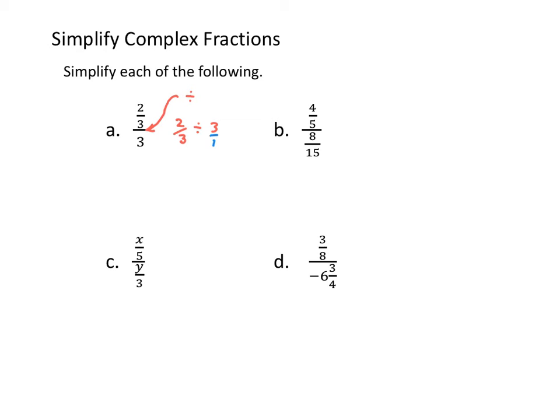So now when we're dividing by a fraction, you have to remember to multiply by the reciprocal. So now it's 2/3 times 1/3. Remember the first fraction did not change. We're multiplying by the reciprocal of the fraction that we were dividing by. And then we can just multiply straight across. 2 times 1 is 2. 3 times 3 is 9. 2 9ths.